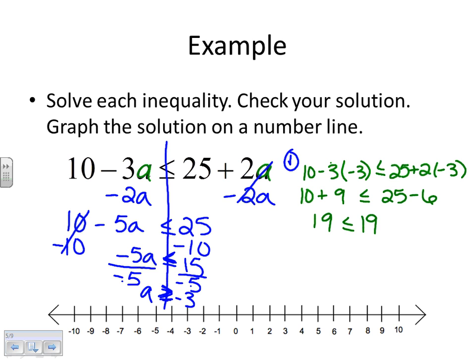Great. So we're going to come in and graph our inequality, and it says a is less than or equal to negative 3. So we find negative 3 on the number line, and we have a closed circle on negative 3, and we're pointing to the right.